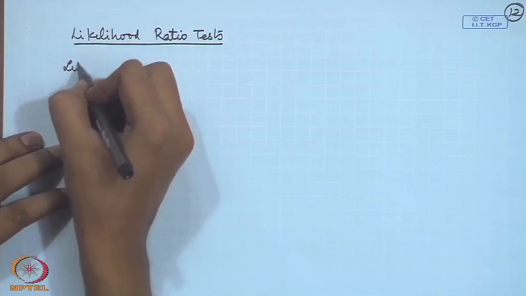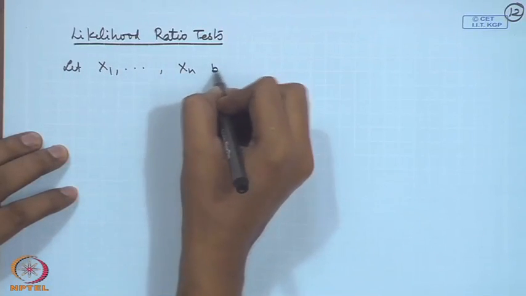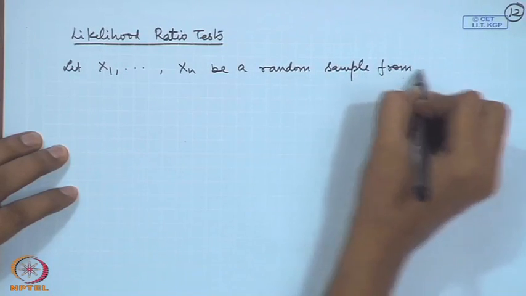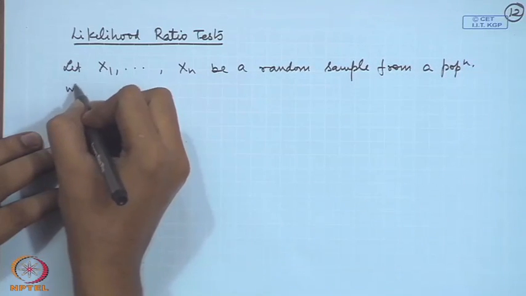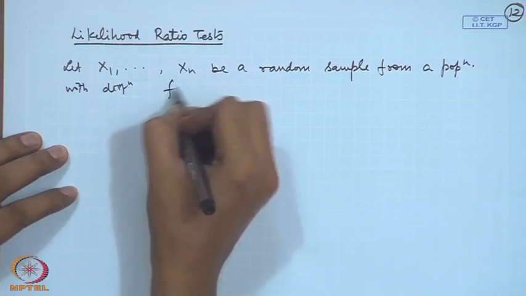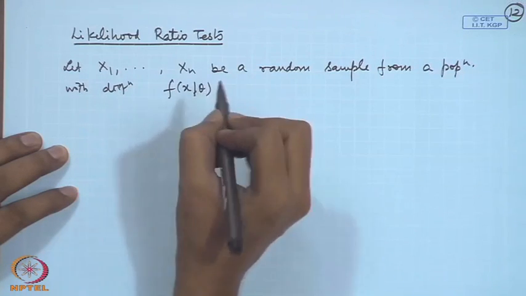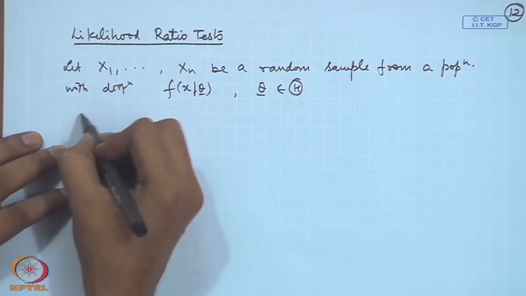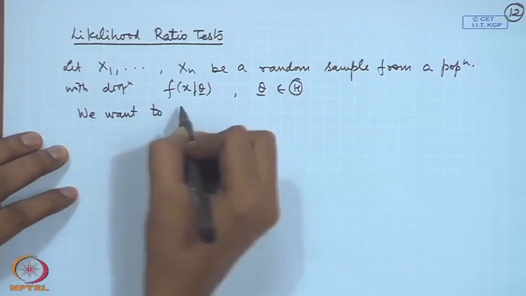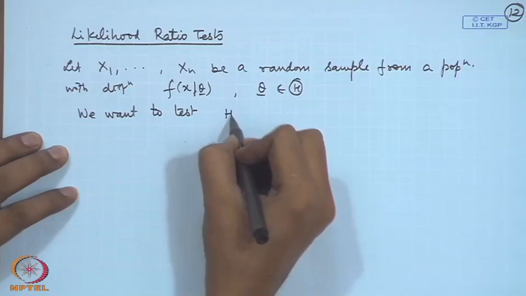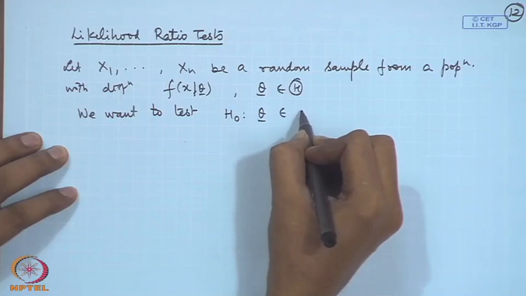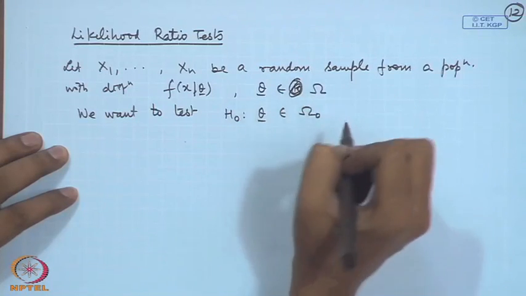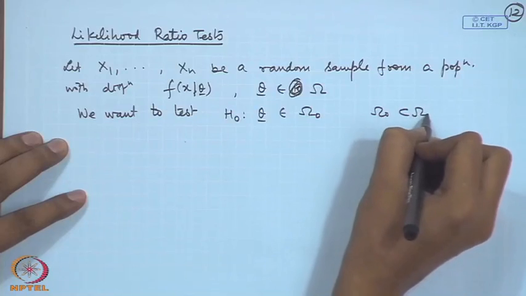Let us consider x 1, x 2, ..., x n to be a random sample from a population with some distribution. It could be f x theta, we just write in general. Here theta belongs to some parameter space omega. We want to test h naught: theta belongs to omega naught. Let me just change the notation here, this omega I write here. So, this omega naught is a subset of omega.